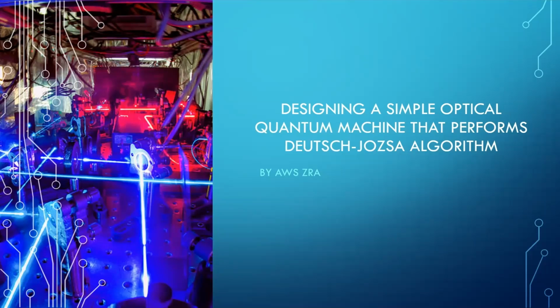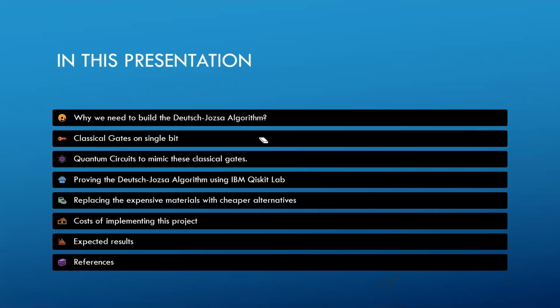Before we start, I want to mention that my main focus here is the cost. And every modification I did to this design was mainly to reduce the cost. Throughout this presentation, we will go over why we even need to do this algorithm. We will show the relationship between the classical gates that we have on a single bit and try to implement them using the quantum circuits or the quantum logic gates.